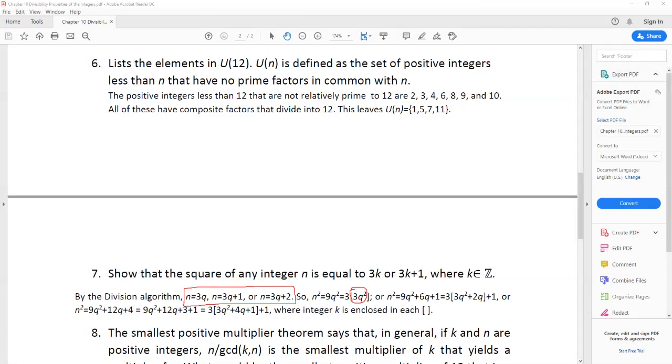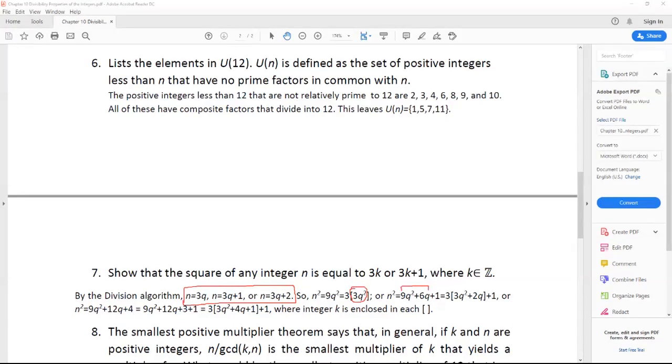If I square the second way of writing n, if I square 3q plus 1, that's going to give me 9q squared plus 6q plus 1. And notice I can factor a 3 out of the first 2 terms. That leaves me 3 times this k plus 1. And the reason I know that is an integer is because if you multiply an integer times an integer squared plus twice an integer, you're going to get yet another integer. So this is going to be the 3k plus 1.